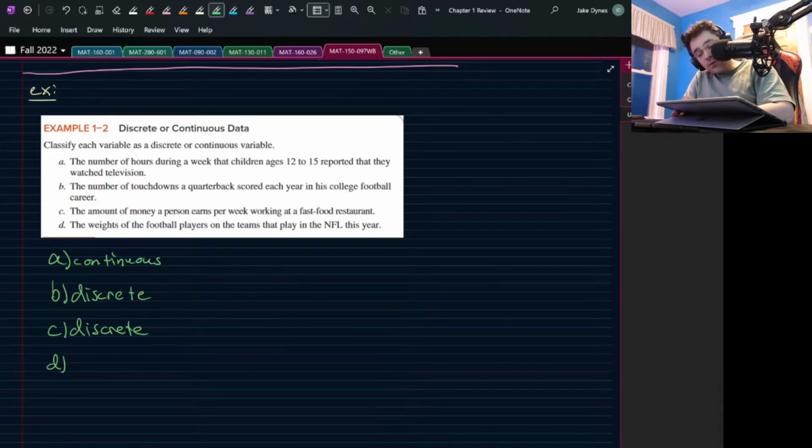And for D, the weights of the football players on the teams that play in the NFL this year. Well, weight, again, that is something that can take a range between any two values. So between 150 and 151, right? You could get to 150.5, 150.25. You could keep breaking it up in that range. And so this one is a continuous variable.